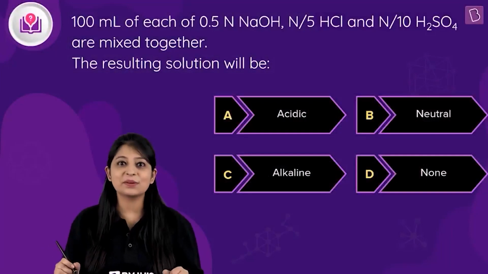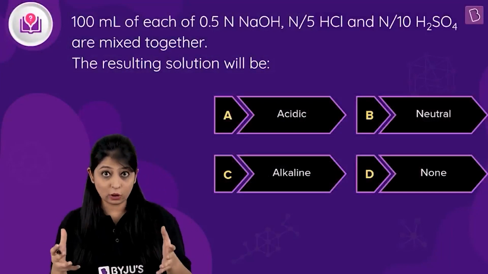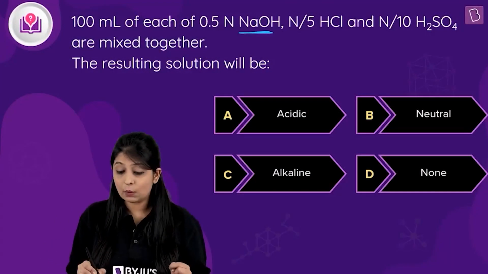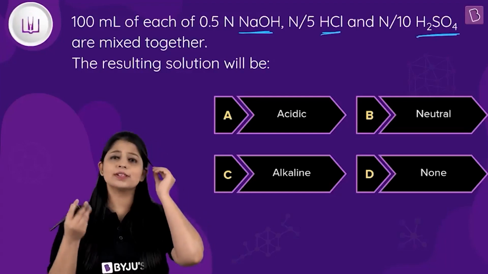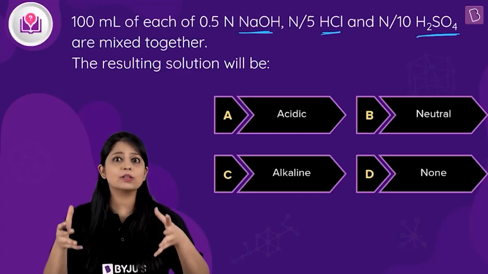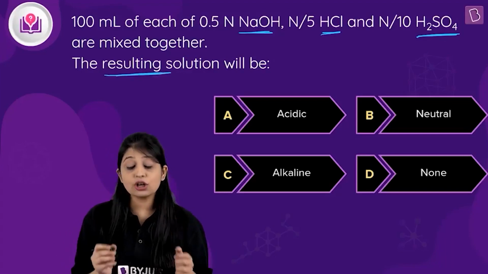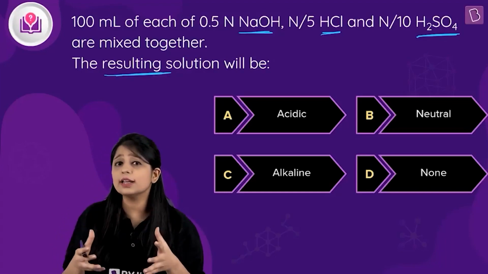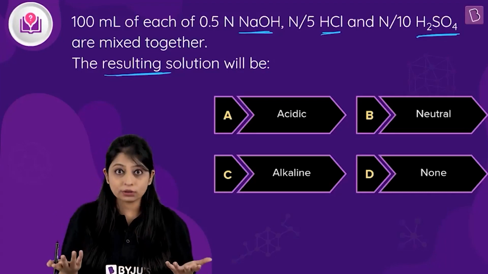Let's have a look at this question here. We are given 3 aqueous solutions, right? One is of NaOH, which is a base. One is of HCl, which is an acid. And one is of H2SO4, which is also an acid. So we are mixing these aqueous solutions together, and we have to find the nature of the resulting solution: if it would be acidic, or alkaline, or neutral.